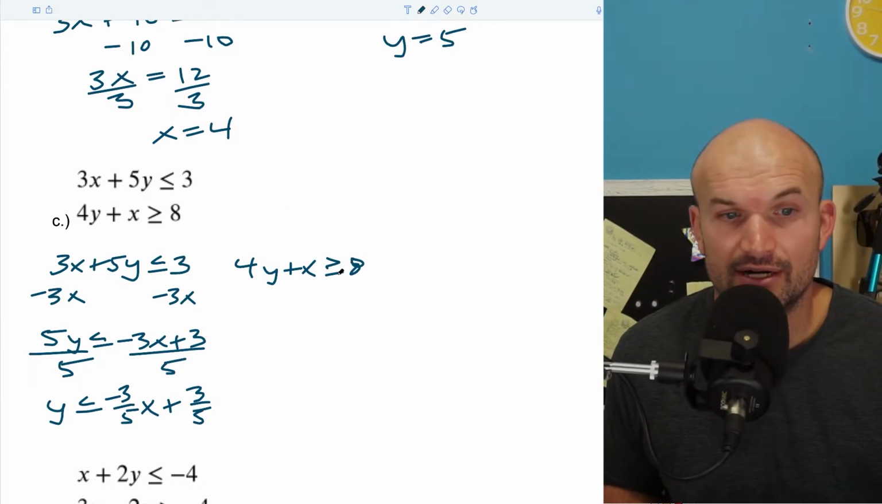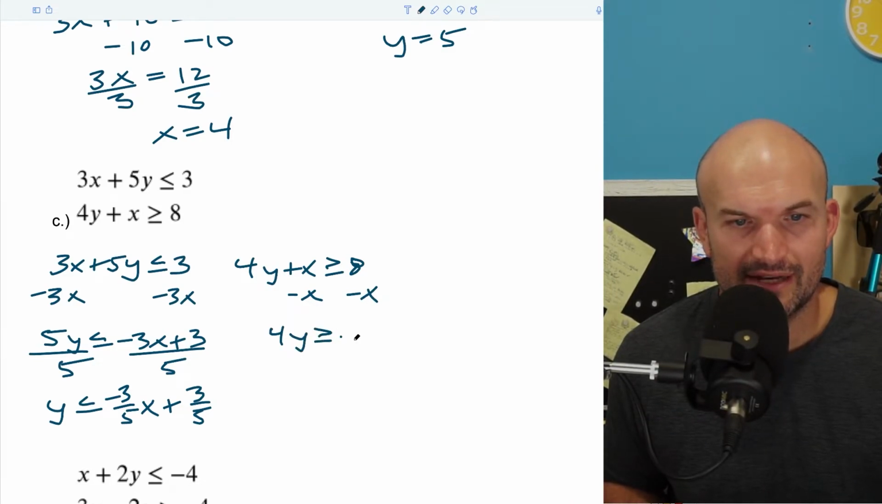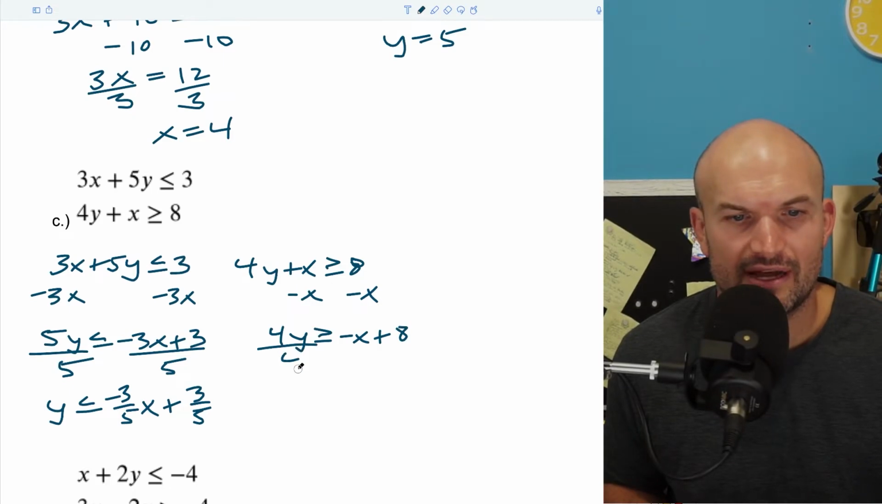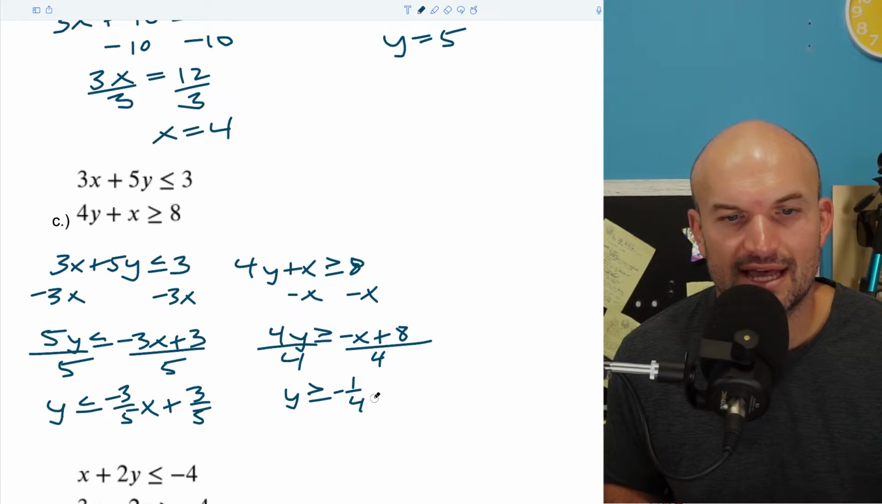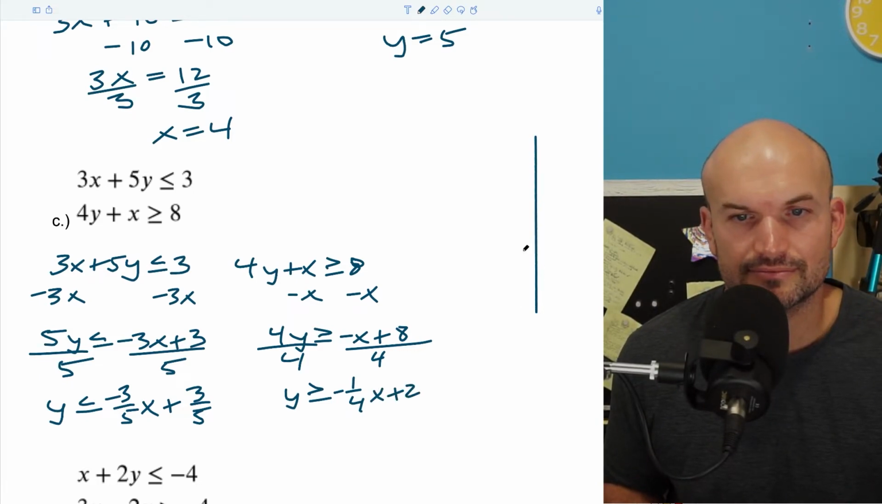Okay, so then over here, I'm going to do the exact same thing, just subtract the x. Then I have 4y is greater than or equal to -x plus 8. Divide by 4, divide by 4. y is greater than or equal to -1/4 x plus 2. Okay, all right, so now let's go ahead and graph this.